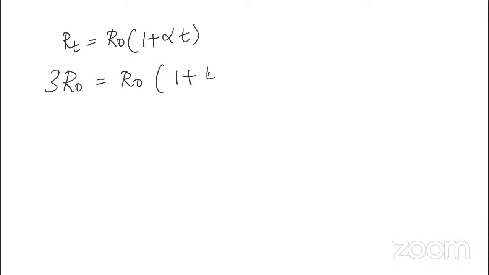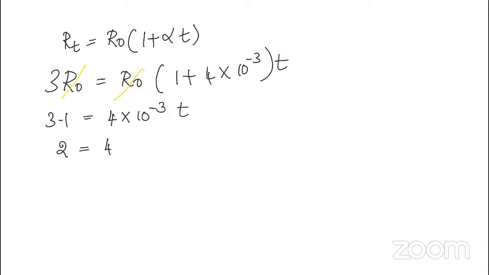RT is equal to R naught into 1 plus alpha into T. So here the value is 3 R naught is equal to R naught into 1 plus 4 into 10 power of minus 3 into T. Okay, so we just cancel out R naught, R naught. So 3 minus 1 is equal to 4 into 10 power of minus 3 into T. So here it is 2 and here it is 4. Okay, so up to this we have solved.